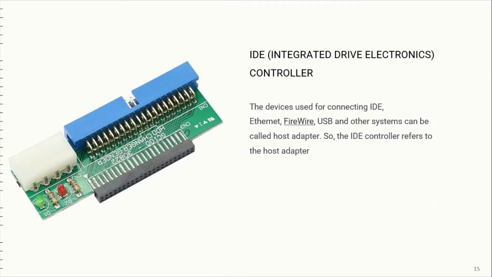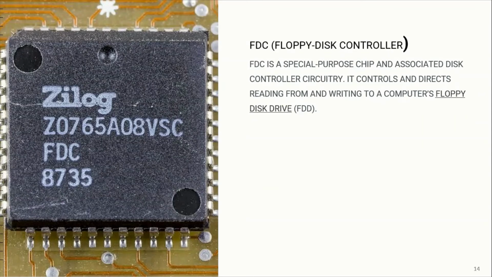FDC, a floppy disk controller. FDC is a special purpose chip and controller circuitry. It controls and directs reading and writing to a computer's floppy disk drive, FDD.